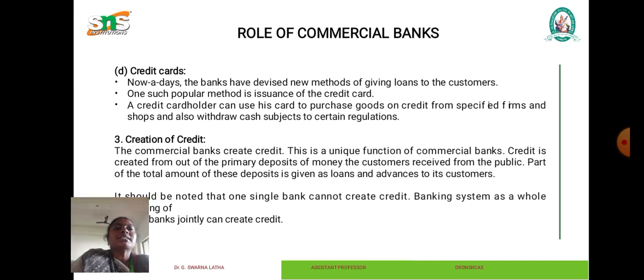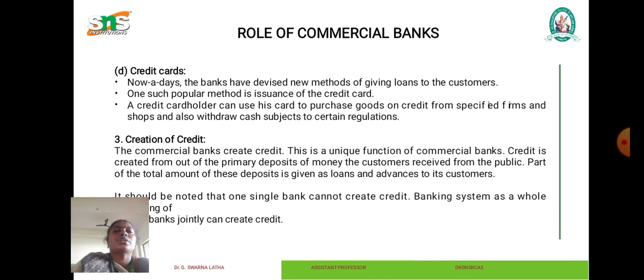Next one is credit card. Nowadays, the banks have devised new methods of giving loans to the customers. One such popular method is issuance of the credit card. The credit card holder can use this card to purchase goods on credit from specified firms and shops and also withdraw cash subject to certain regulations.